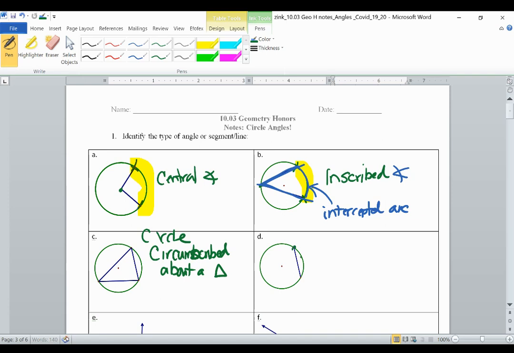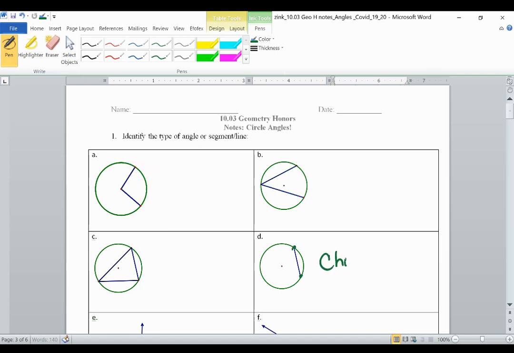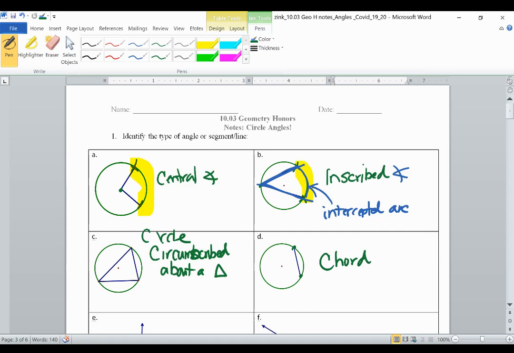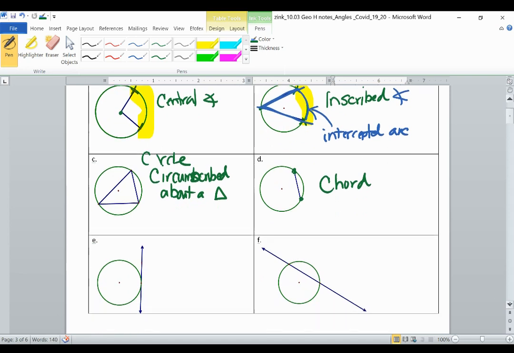And this one right here is called a chord. A chord is just a segment that touches the circumference of the circle two times. So it's a segment as opposed to a line, and both endpoints must be on the circle. A diameter is a type of chord. It's a special chord that passes through the center of your circle, but its endpoints are both on the circumference of the circle.